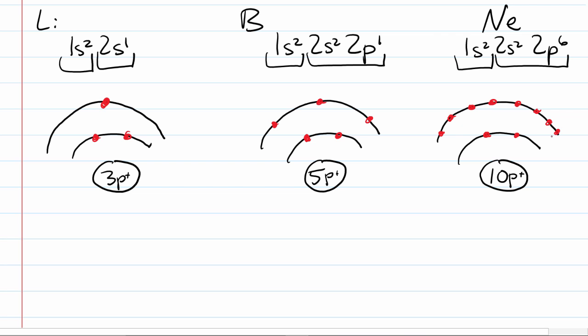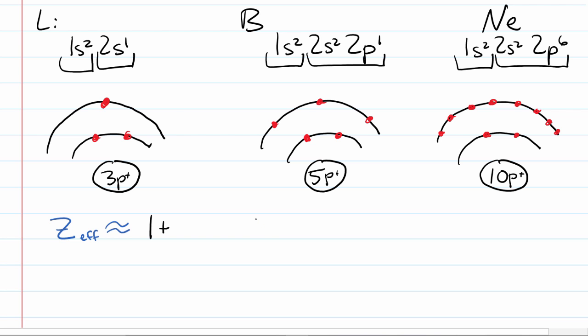Now if we want to determine the effective nuclear charge, the way we label it is with a Z and a subscript of EFF for effective nuclear charge. We want to look at how many electrons are shielding the valence shell from the nucleus. In this case, like we already talked about, a valence electron is shielded by 2 electrons. So a valence electron here is going to see 1 proton. We would then say its effective nuclear charge is 1 plus.